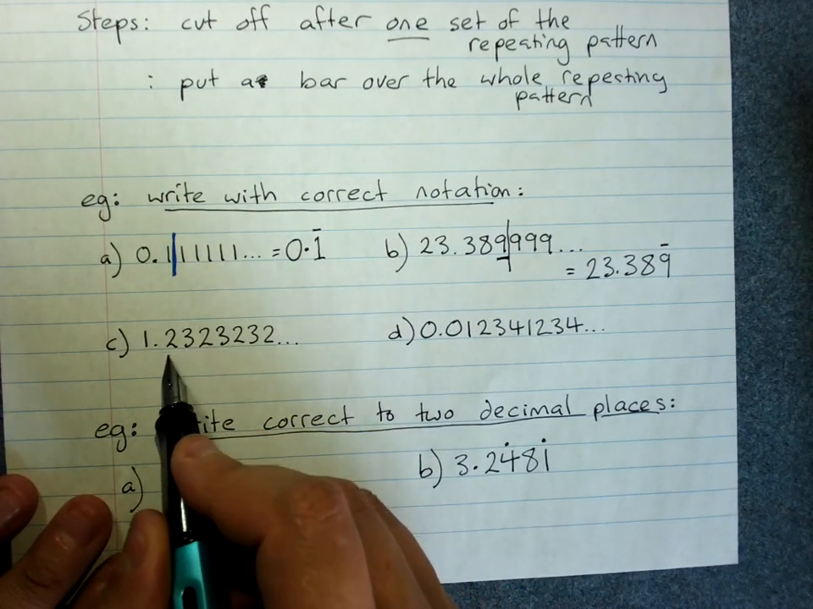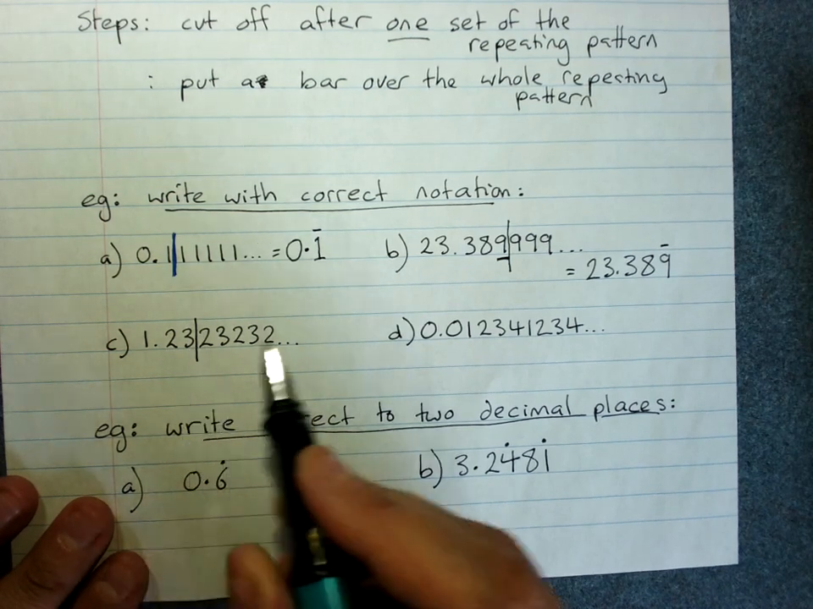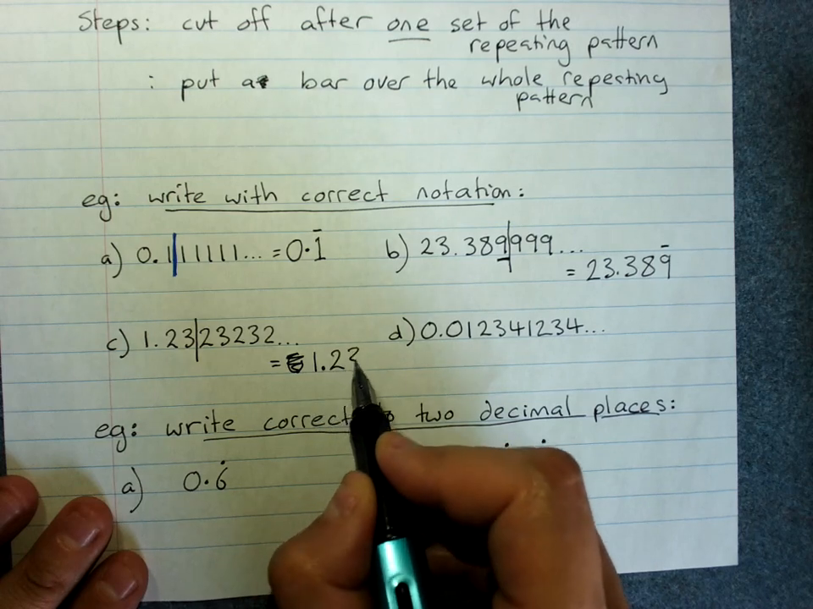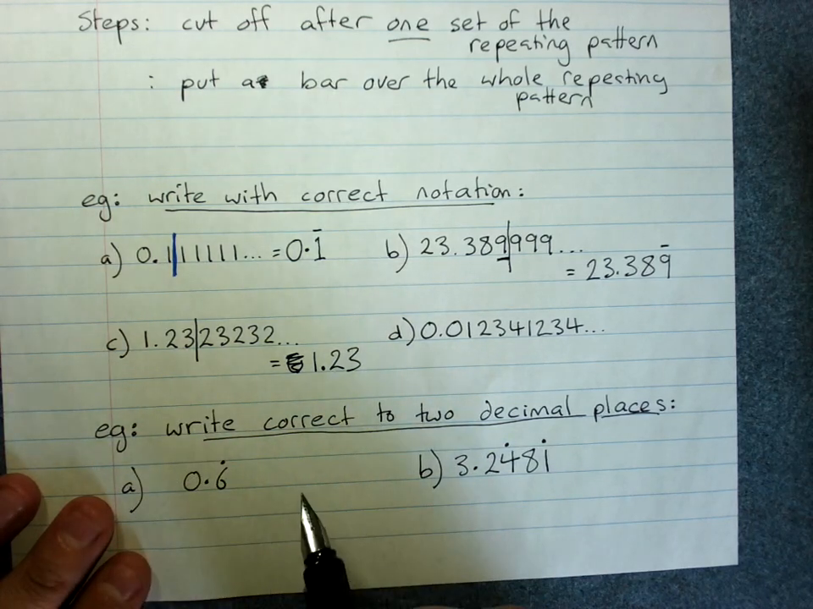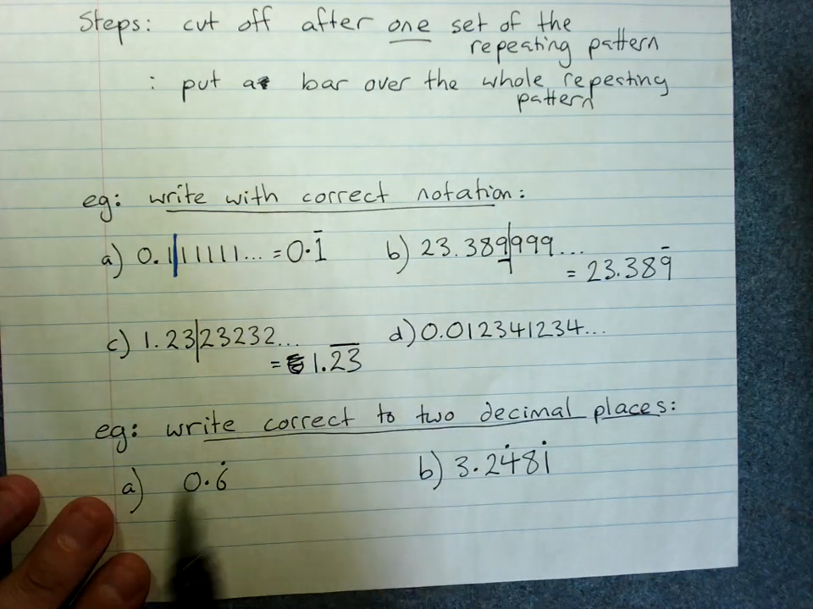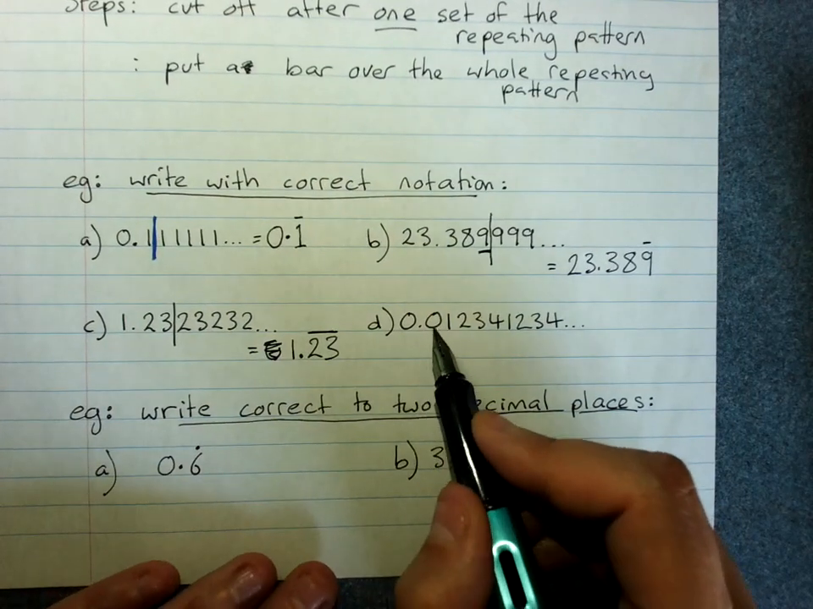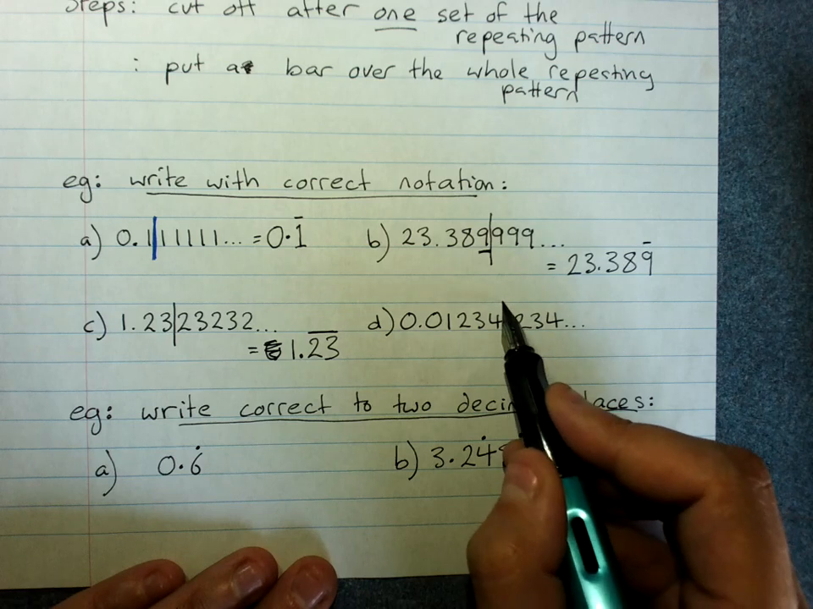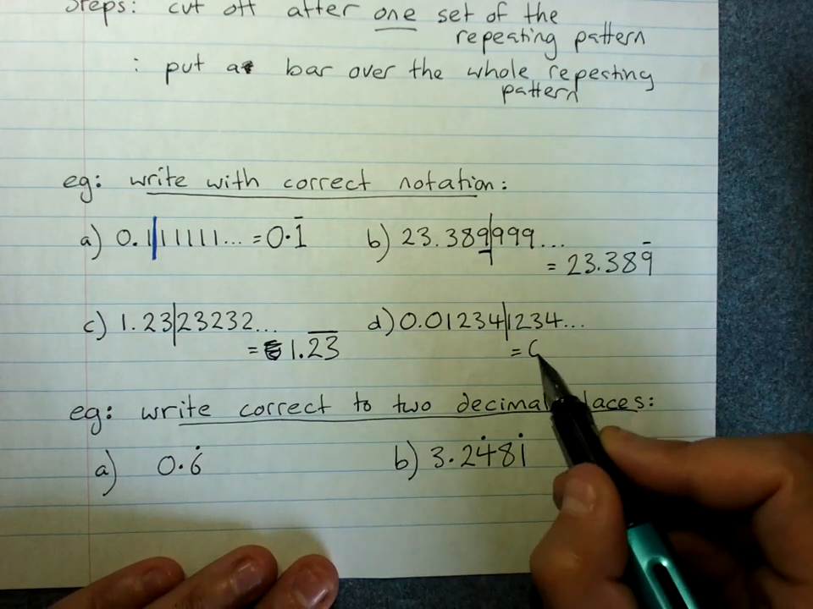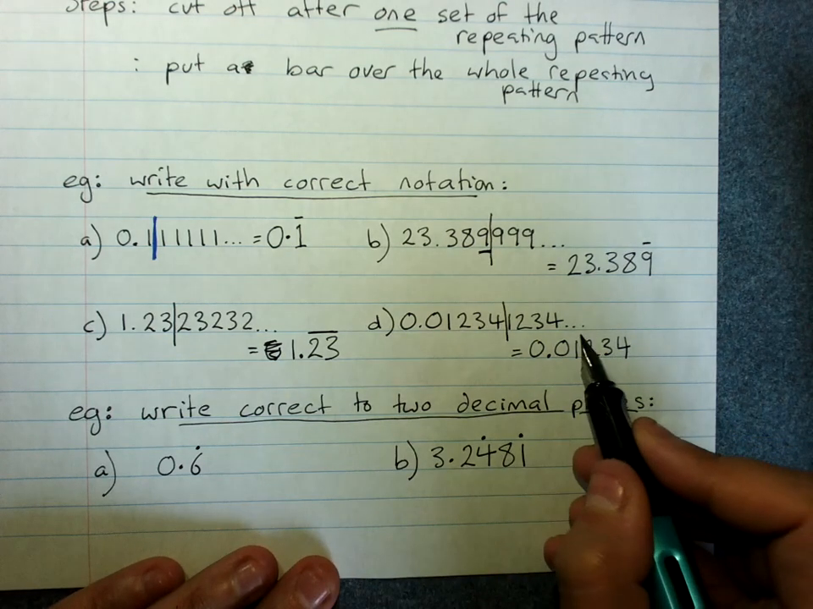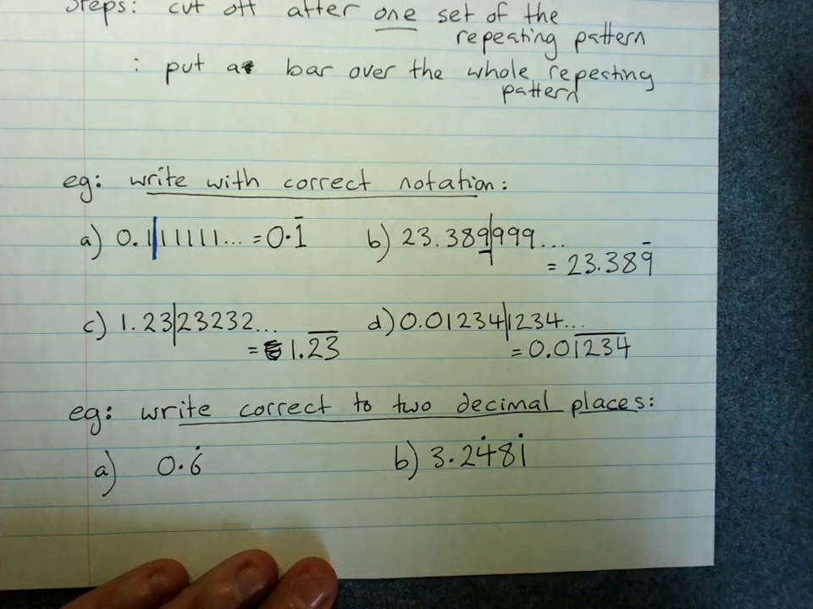1.232323, the repeating pattern is 2 and 3. Cut it off and rewrite it, 1.23, after one copy of the repeating pattern, and put a bar over the whole repeating pattern. 0.01234, the repeating pattern is 1, 2, 3, 4, so I will write 0.01234 and put a bar over the repeating pattern.